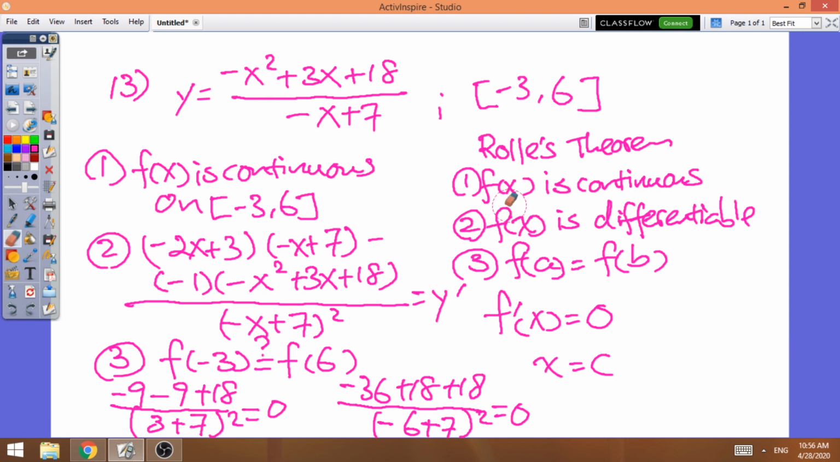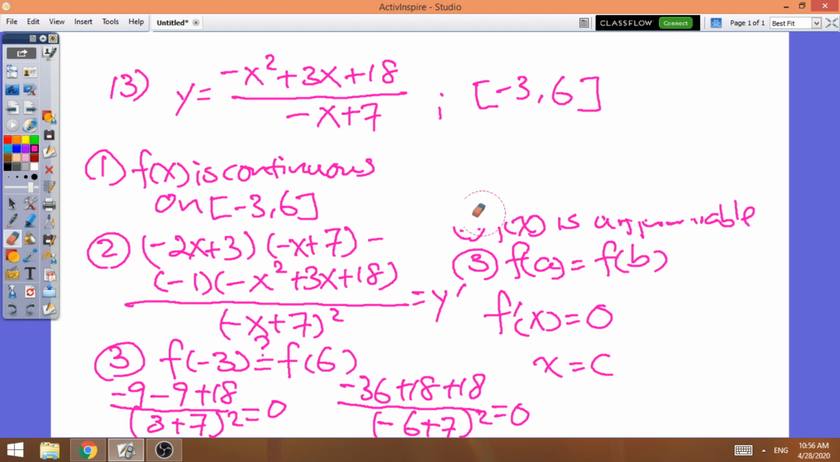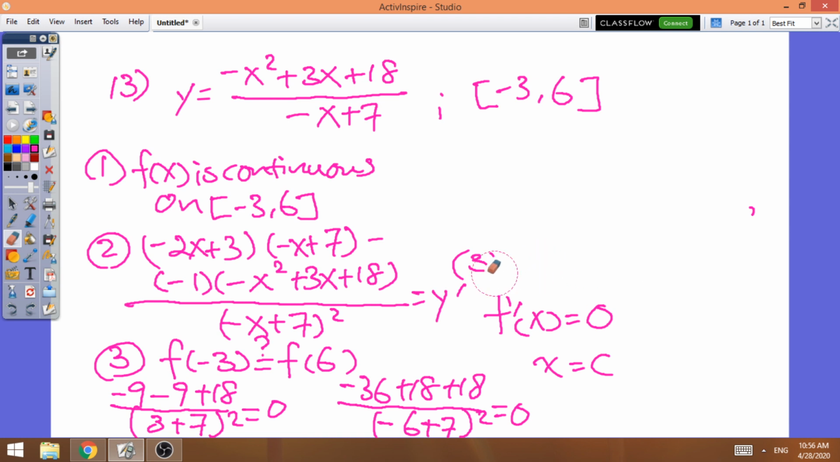Okay, so I need more space for this, so let me just erase the definition of Rolle's theorem. Now what we're looking for is the value of c. So how do we find the value of c?